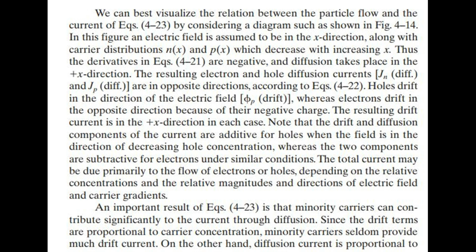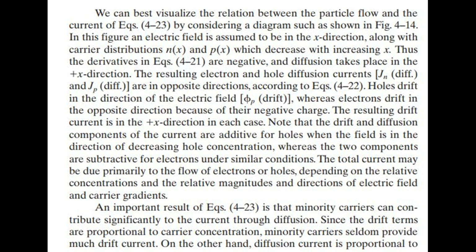Note that the drift and diffusion components of the current are additive for holes when the field is in the direction of decreasing hole concentration, whereas the two components are subtractive for electrons under similar conditions. The total current may be due primarily to the flow of electrons or holes, depending on the relative concentrations and the relative magnitudes and directions of electric field and carrier gradients.